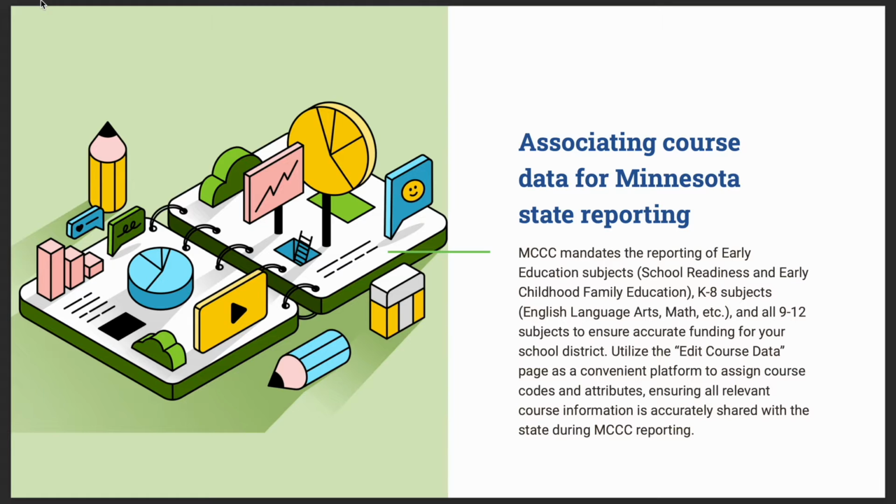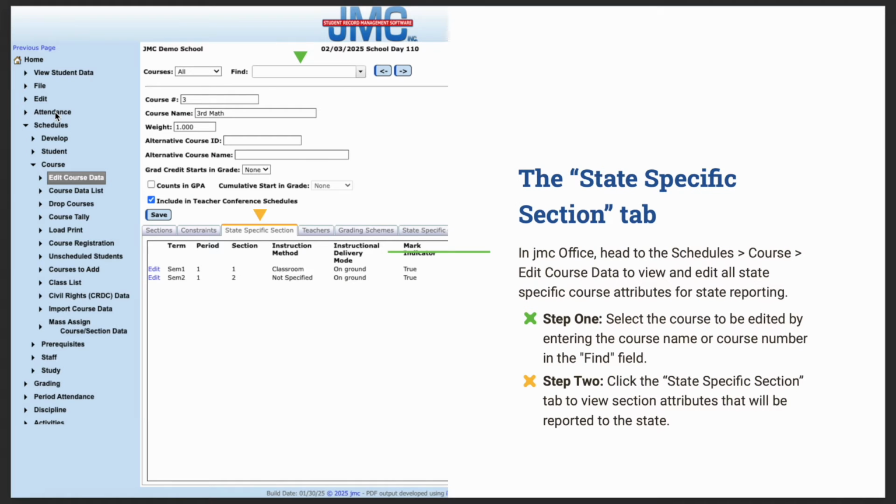Utilize the Edit Course Data page as a convenient platform to assign course codes and attributes, ensuring all relevant course information is accurately shared with the state during the MCCC reporting. In JMC Office, we're going to head to Schedules, Course, Edit Course Data to view and edit all state-specific course attributes for state reporting. Step 1, we'll select the course to be edited by entering the name in the Find field. Step 2, we'll click the State-Specific Section tab to view section attributes that will be reported to the state.